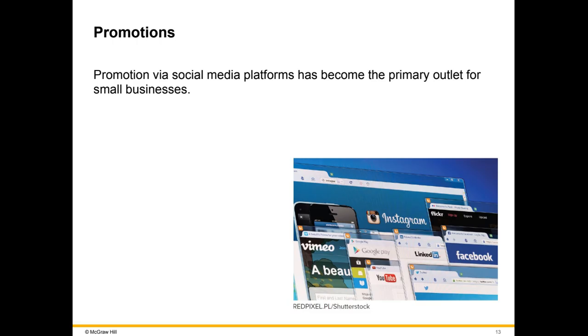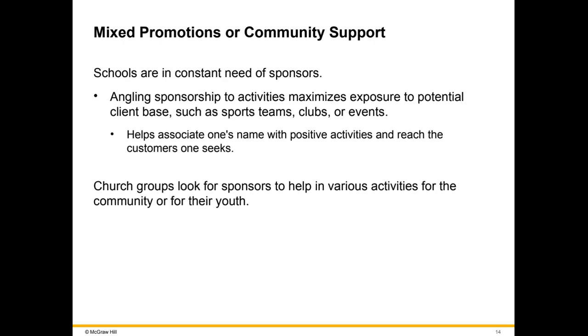Mixed promotions or community support: schools are in constant need of sponsors. So if you are aligning sponsorship to activities, maximizing exposure to your potential client base, such as sports teams, clubs, or events, this can be very beneficial for you. It helps associate one's name with positive activities and reach the customers one seeks. Mostly church groups look for sponsors to help in various activities for communities or for their youth in America and other developed countries.